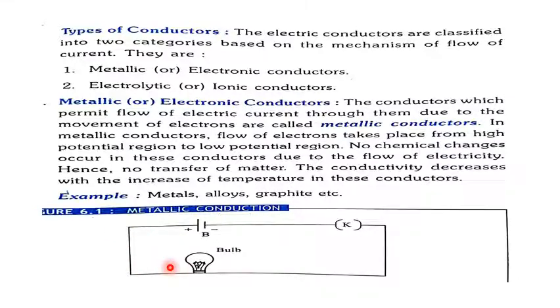In metallic conductors, flow of electrons or current takes place from high potential region to low potential region. When electricity is passed through the wire or metallic conductor, chemical changes do not occur. Hence, matter is also not transferred. The conductivity decreases with increase of temperature in these conductors. Examples: metals, alloys, graphite, etc. This is about metallic or electronic conductors.